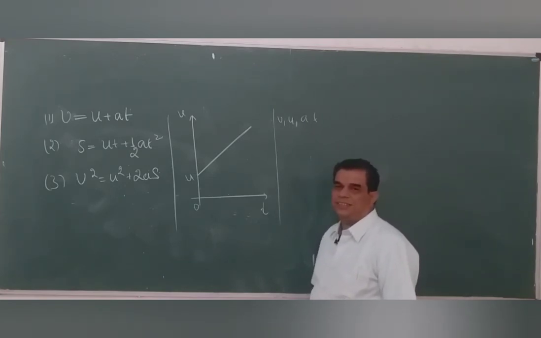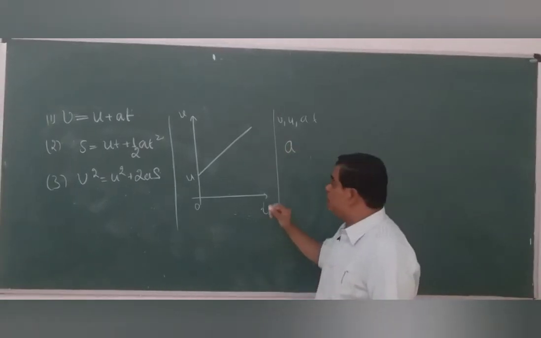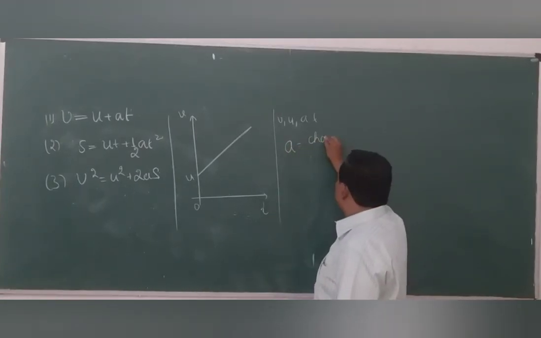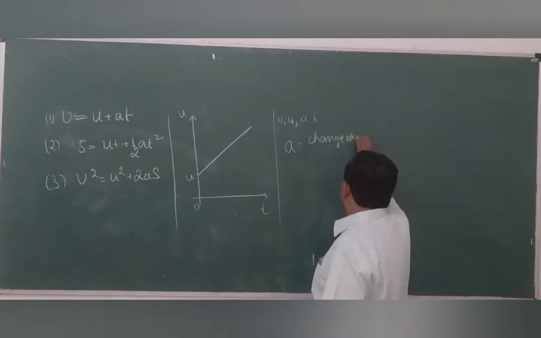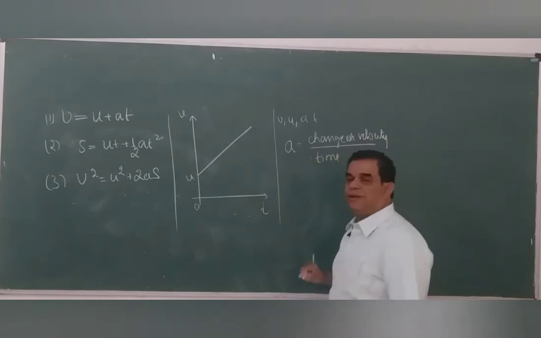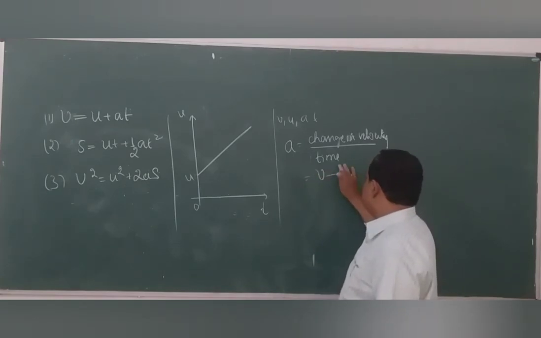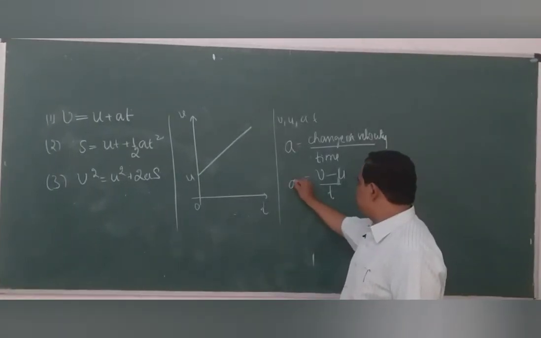What is it? Can you think of it? If you don't get it, I'll just write it down. Acceleration definition. What is it? Rate of change in velocity, change in velocity divided by time taken. Divided by time. Say, what is change in velocity? Final velocity minus initial velocity by time. So that is A.